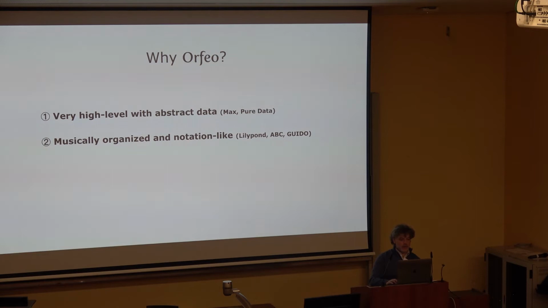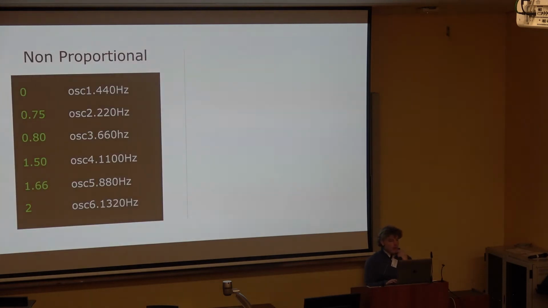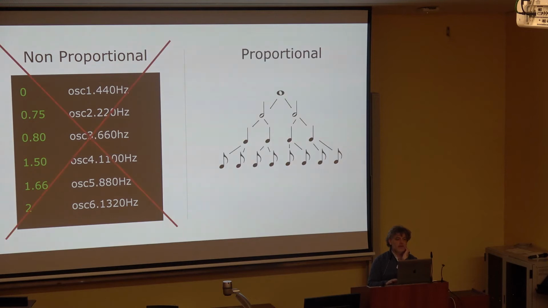So let's talk about how it's organized to be musical. One way we could think of would be to have a simple timeline with our data on the right side here. So we have an oscillator at 440 at time 0, and then at time 0.75 we have an oscillator at 220. This would kind of be like a Csound score, and we don't want this. It's not very flexible. What we want is something that's proportional, just like a real music score.